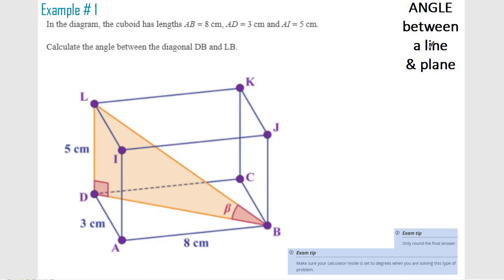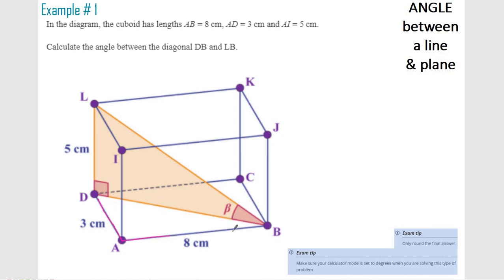This, we want to find the angle between a line and a plane. So here we've got our cuboid, we've filled in our given information. Okay, so AB is 8, AD is 3, I'm just making sure these are all right, and AI is 5. Well, notice that AI is 5, that's the same as LD, KC, JB. Okay, so we want to find the angle between DB and LB. So DB and LB, here we have it illustrated. So to find that angle, it helps to know some more pieces, right? Maybe it might help to know this distance.